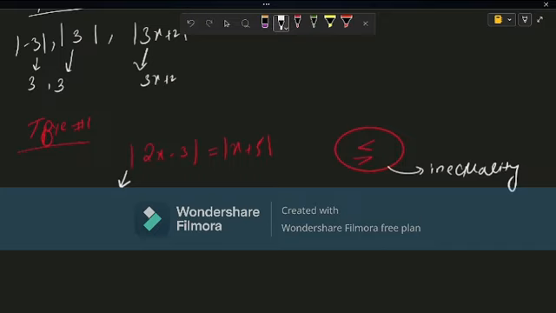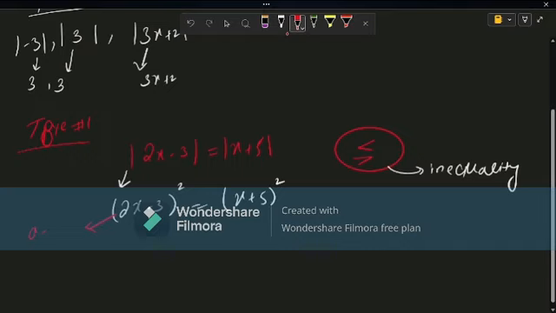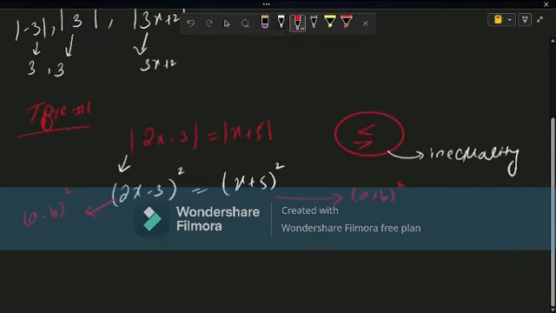So the first method suggests that you have to apply the square on both sides, that is 2x minus 3 whole square, which is equals to x plus 5 whole square. And students, be sure you will use this method whenever you have mod on two sides of the equation. Then you have to work for that, applying the square on both sides. This one could be written as a minus b whole square, and this could be written as a plus b whole square. So open the terms by using the formula a minus b whole square and a plus b whole square.